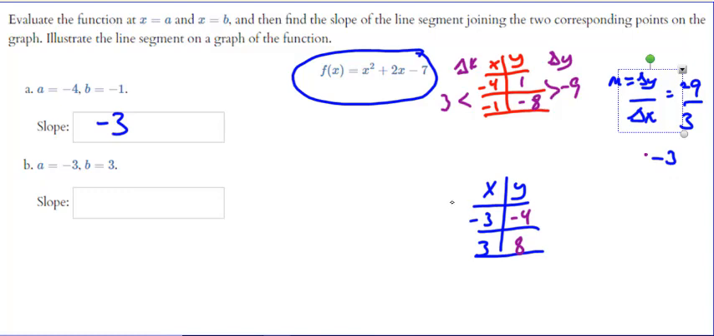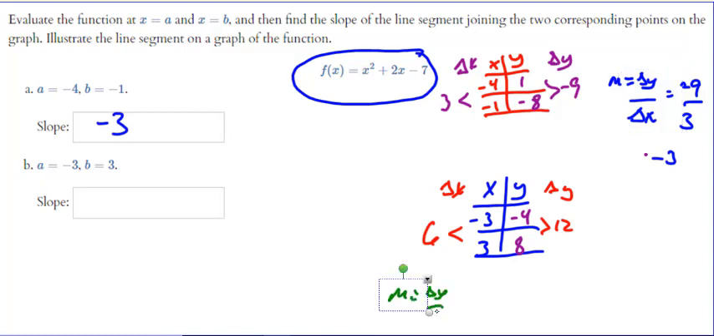Now, let's do this one. From -3 to 3 is a +6 change. From -4 to 8 would be a +12. Okay, so slope, changing y over changing x, which is 12 over 6, which is 2. So what you're doing with this quadratic is evaluating some x's and just finding the slope of the individual 2 points.